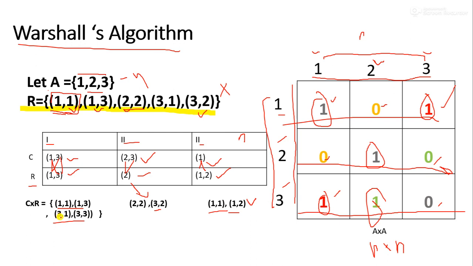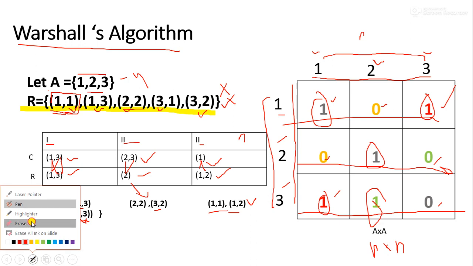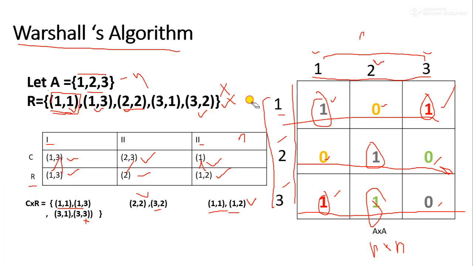And here we have 3 1, and we have 3 3, but this 3 3 is not present in this relation. Therefore our relation is not a transitive relation. So this is how we can use the Warshall algorithm to check whether the relation is transitive or not.